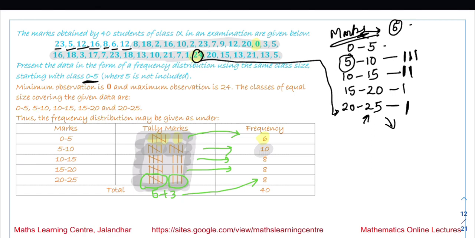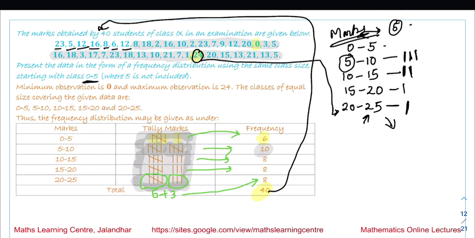The total of the values is 40, which is what was given in the question: there were a total of 40 students. This helps you check whether you have counted all the values, since the total frequency should be equal to the total number of students. So what does this data tell us? It tells us that 8 students have marks between 15 and 20, and 10 students have marks between 5 and 10. This is how we can interpret the data from the given frequency distribution table.